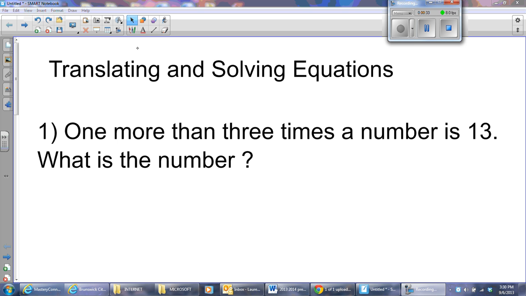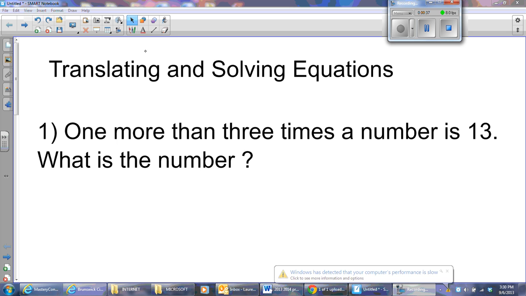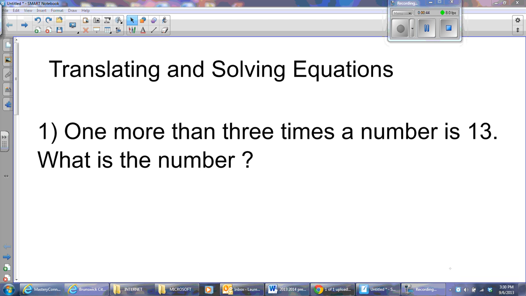Okay. Today we're going to be translating and solving equations. Now look, read problem number 1. One more than 3 times a number is 13. What is the number? I know most of you are so smart, you can just figure this out. But remember, it's not just about getting the answer. It's about why. You have to be able to take this and translate it into an algebraic equation, because many problems aren't going to be this simple.